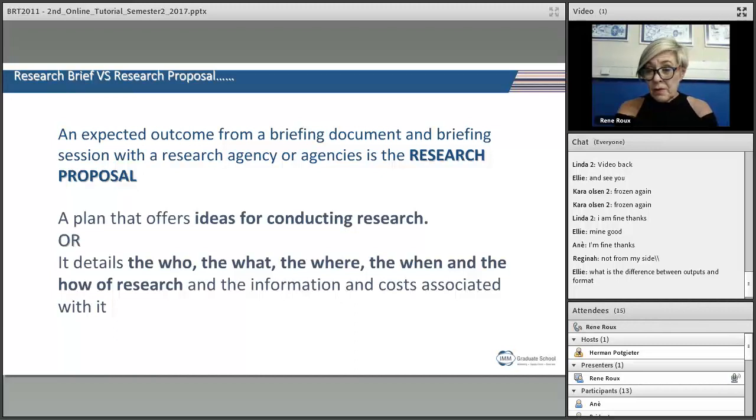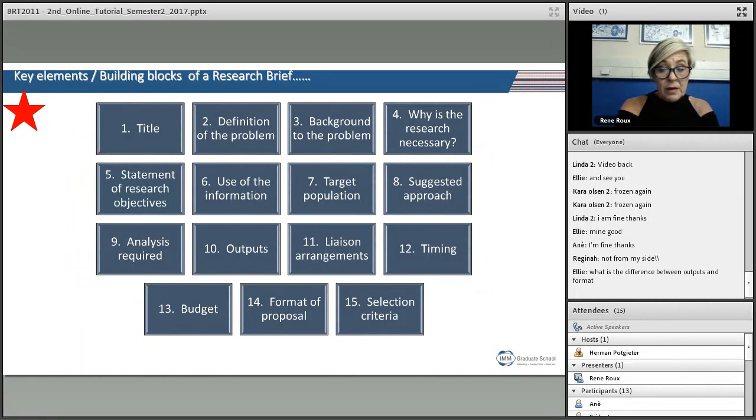What's the difference between outputs and format? Okay, let's just go back. Thank you for that.